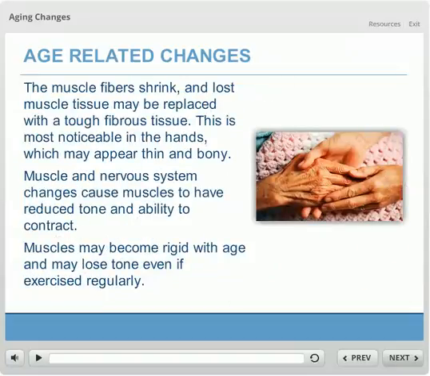The muscle fibers shrink, and lost muscle tissue may be replaced with a tough, fibrous tissue. This is most noticeable in the hands, which may appear thin and bony. Muscle and nervous system changes cause muscles to have reduced tone and ability to contract. Muscles may become rigid with age and may lose tone even if exercised regularly.